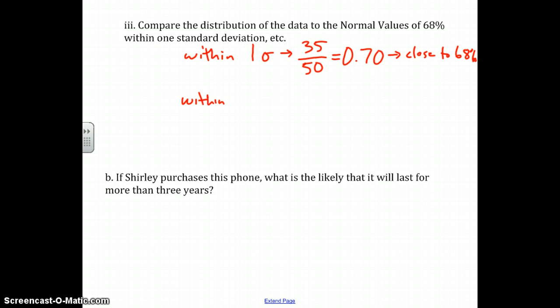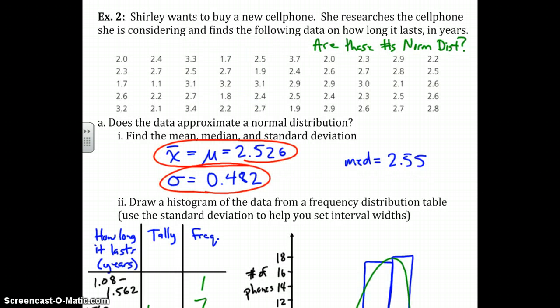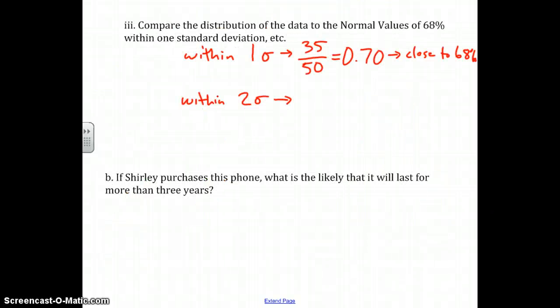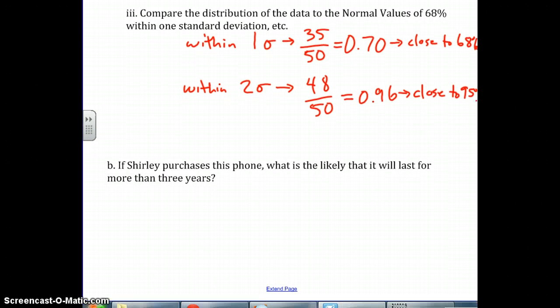Within 2 standard deviations, what do we have? Well, within 2 standard deviations, we've got the 35 plus 7, so 42, plus 6, so 48. So that's 48 out of 50, which is 0.96, or 96%. And if we looked at our normal distribution, that should be 95%. So it's close to 95%.